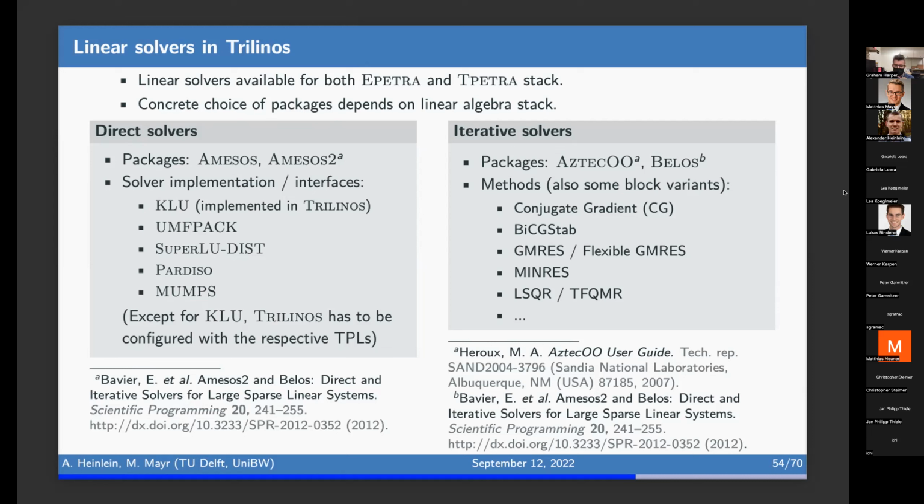And so there's a trade-off for each, but for iterative solvers, you have packages such as AztecOO and Belos, and these packages will solve your problem with something like conjugate gradient, BiCGSTAB, GMRES, MINRES, and so on.